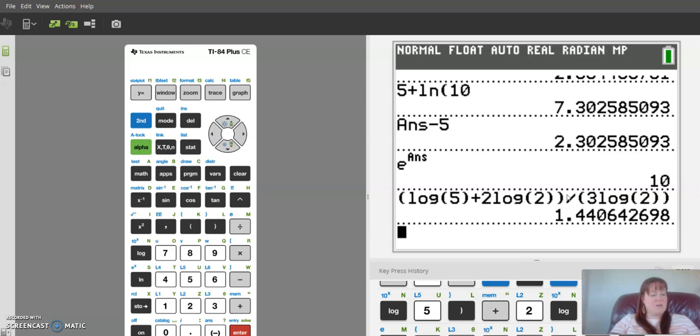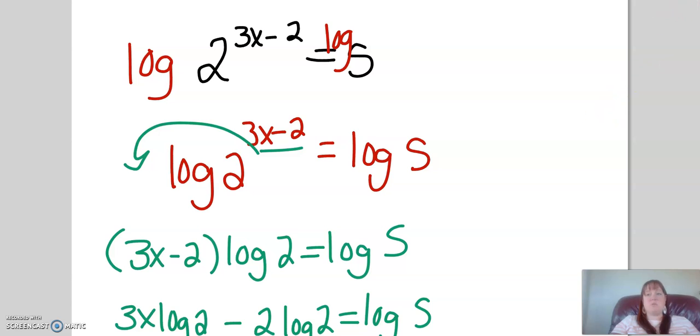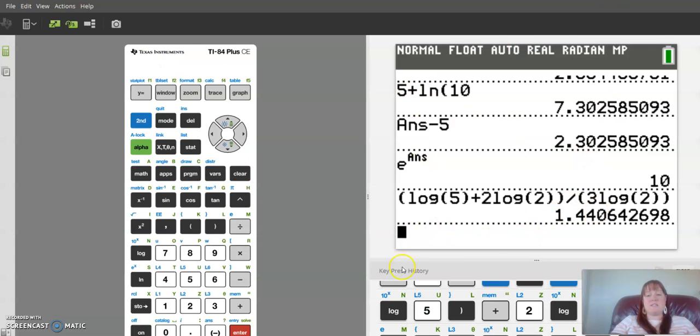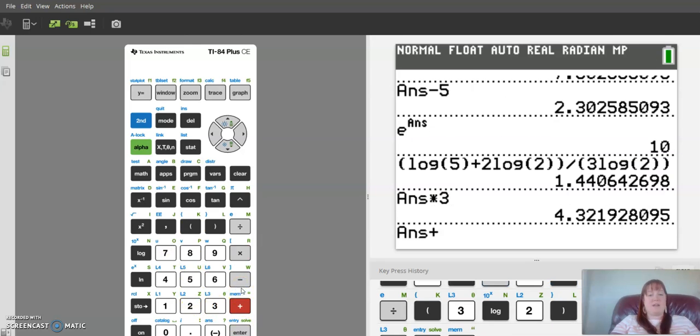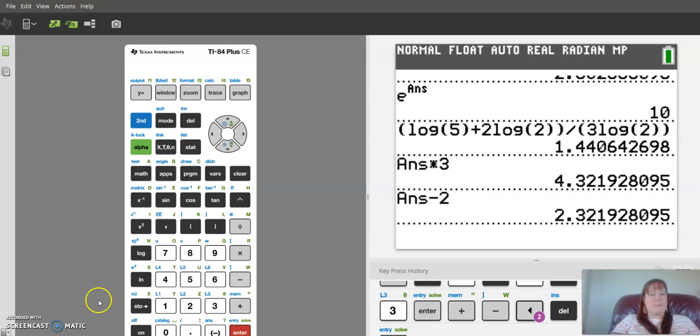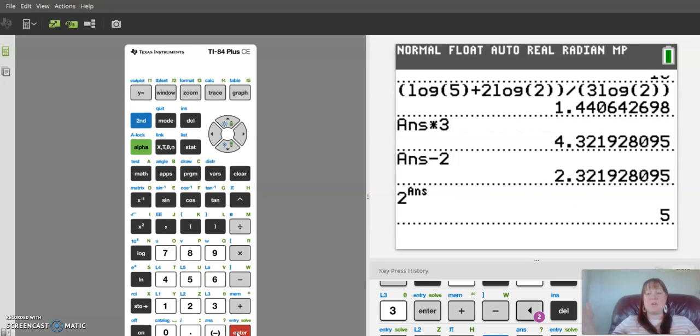But we can test it out, right? We can go back to our original equation, which was 2 to the 3x minus 2 equals 5. So then we check. So if I take this number and I multiply it by 3 and subtract 2, and then I raise 2 to that power, do I in fact get 5? I do! So we know we got the right answer. Okay, let's take a look at the next one.